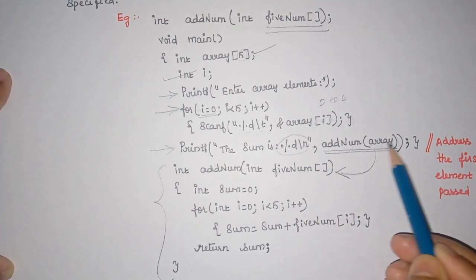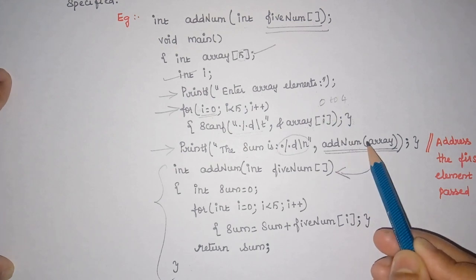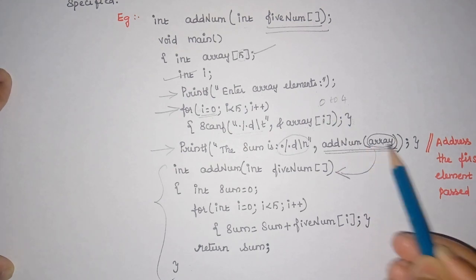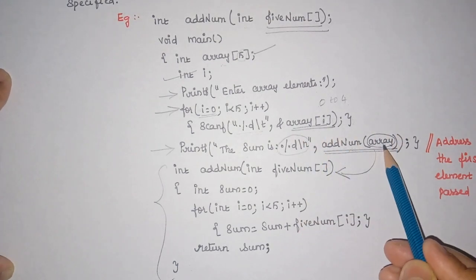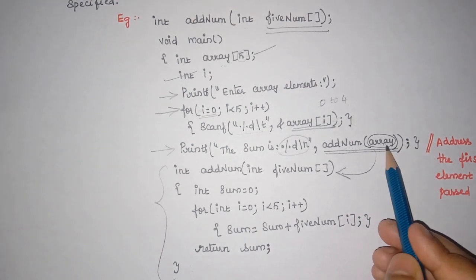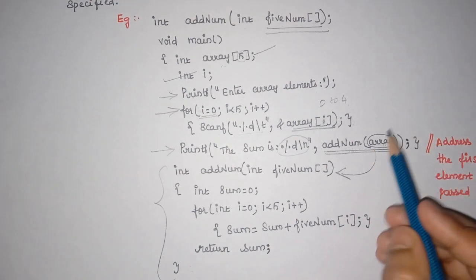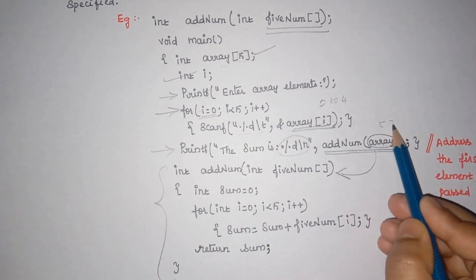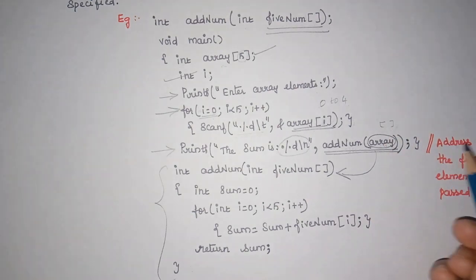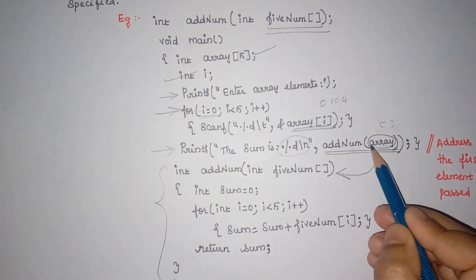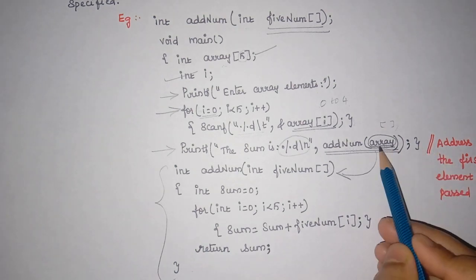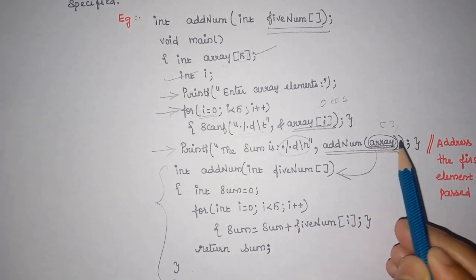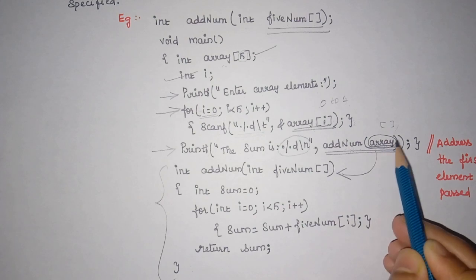And if you look at the parameter inside this function call, we are passing this array as a parameter. That is, this array is passed as a parameter to this function call. And if you see how we are passing the array, without specifying the index, without specifying the subscript, just specifying the name of the array. So this means that we are passing the address of the first element of an array.